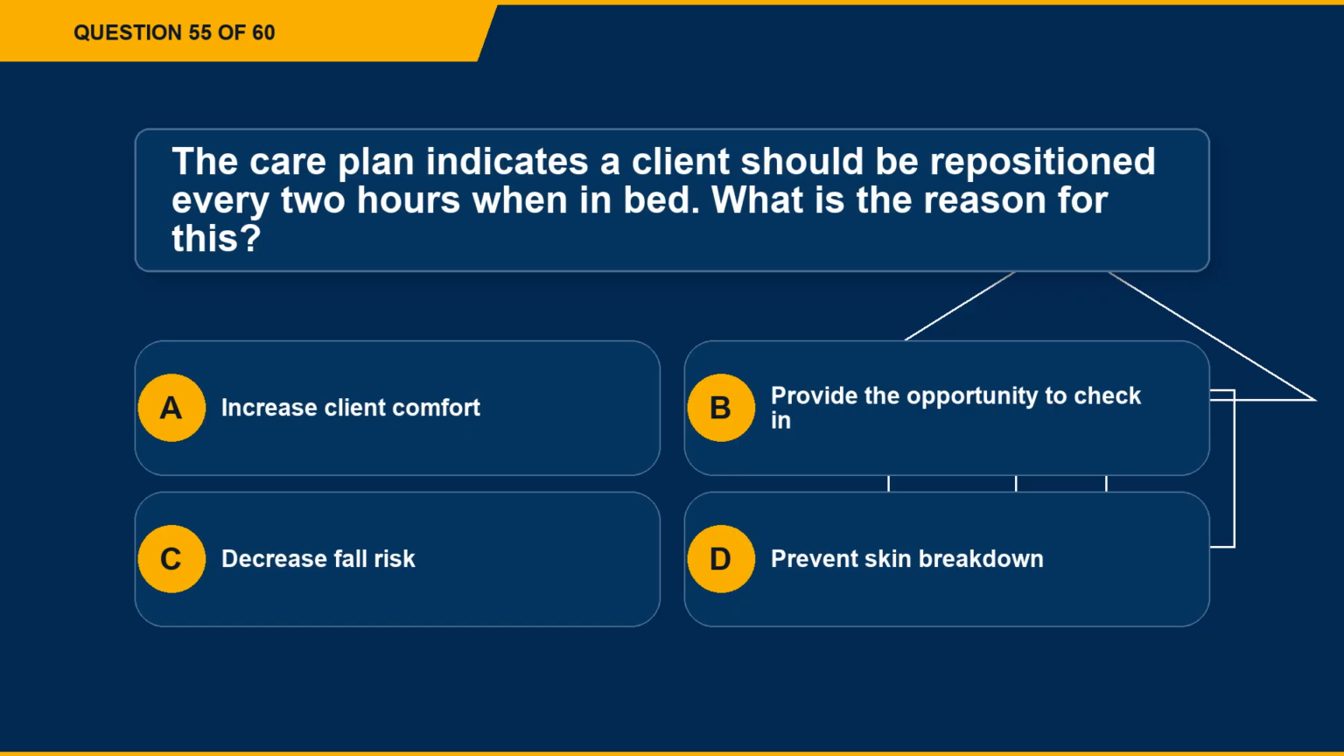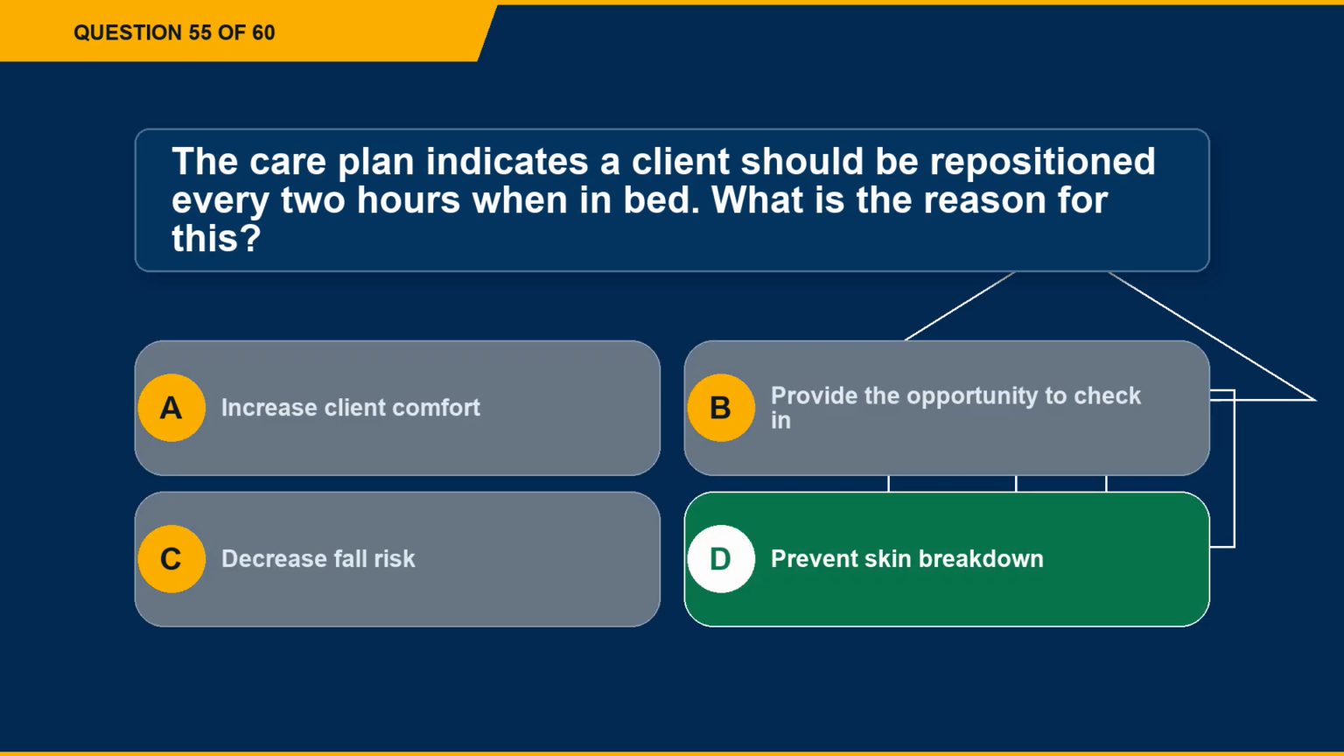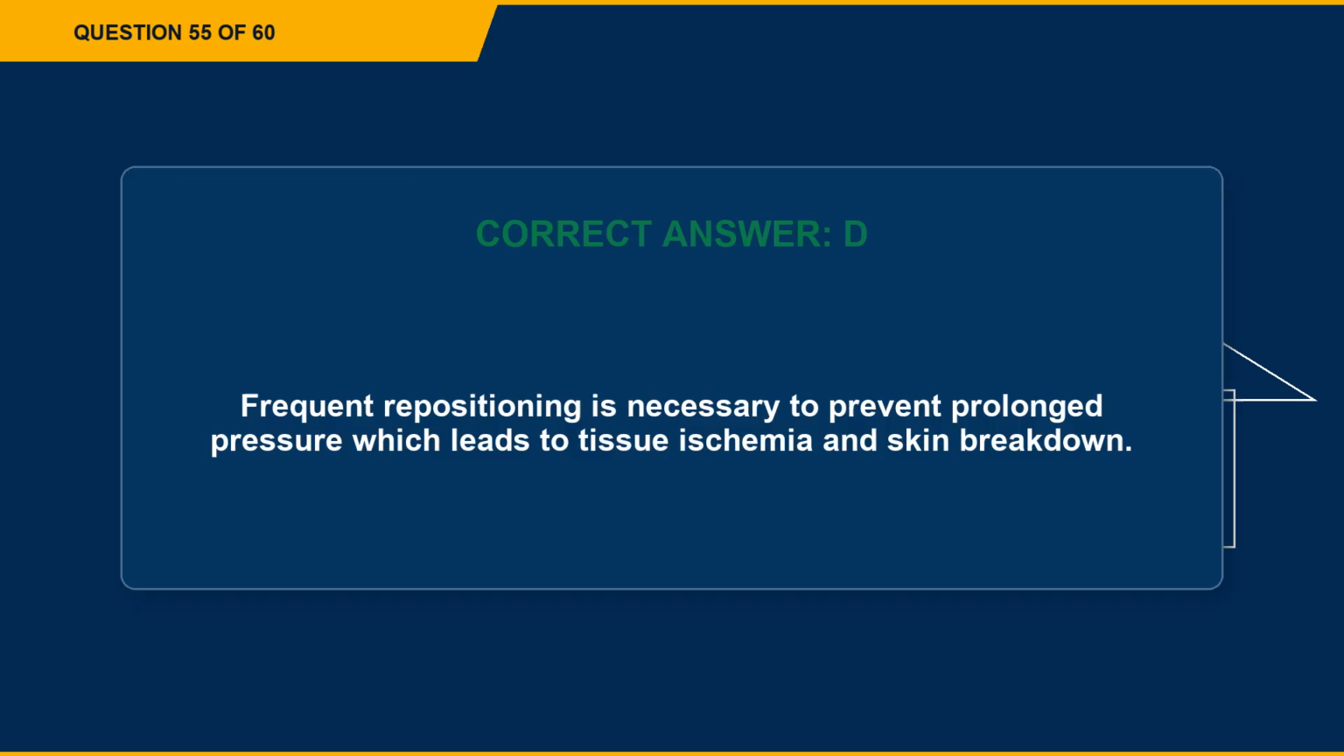Question 55. The care plan indicates a client should be repositioned every 2 hours when in bed. What is the reason for this? Option A, increase client comfort. Option B, provide the opportunity to check in. Option C, decrease fall risk. Option D, prevent skin breakdown. The correct answer is option D, prevent skin breakdown. Explanation. Frequent repositioning is necessary to prevent prolonged pressure which leads to tissue ischemia and skin breakdown.